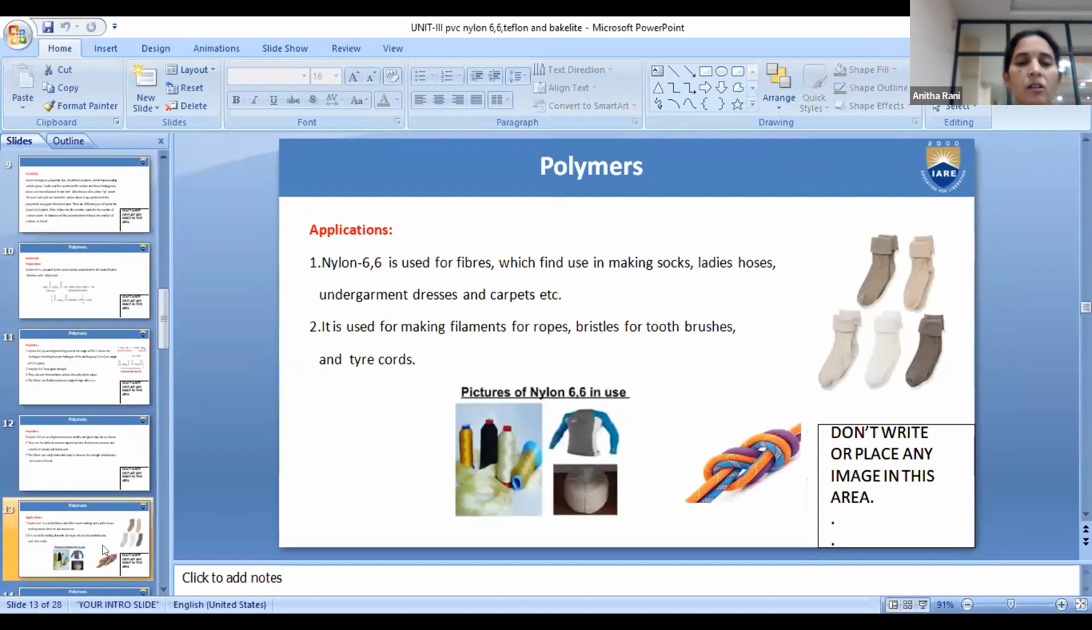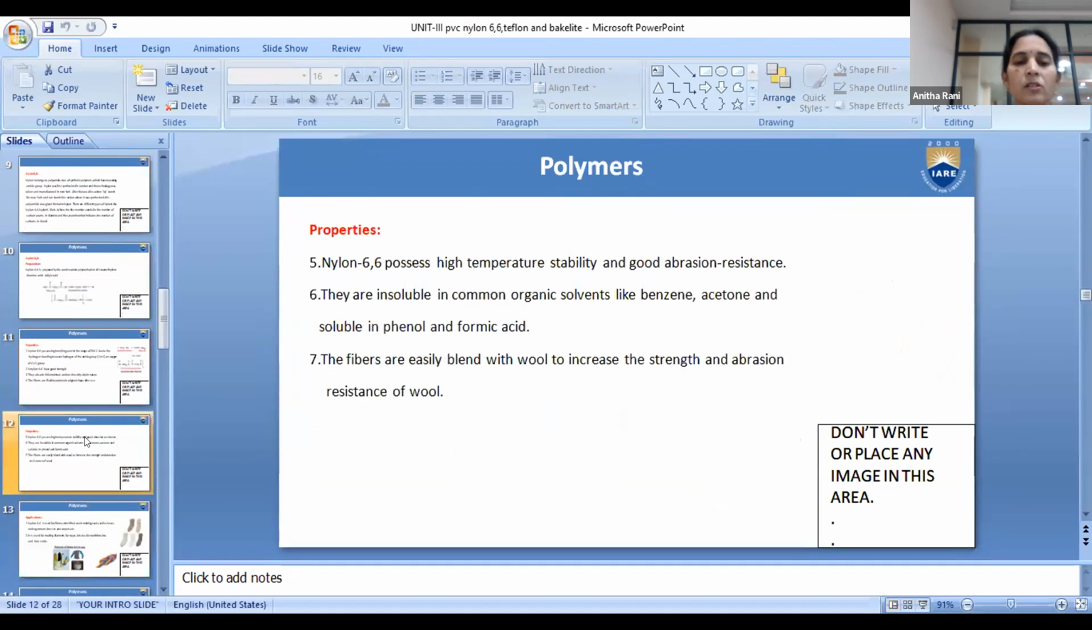So next, nylon 6,6 possesses high temperature stability, and good abrasion resistance. It has good abrasion resistance.